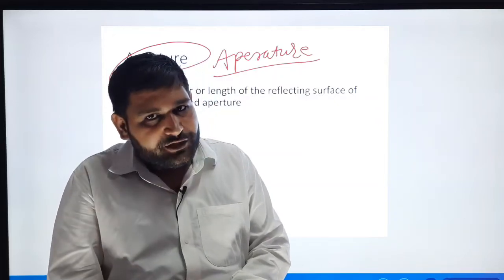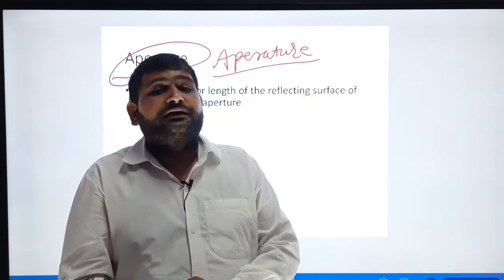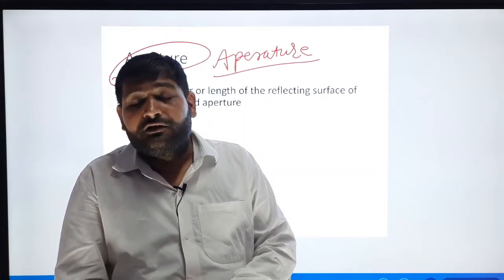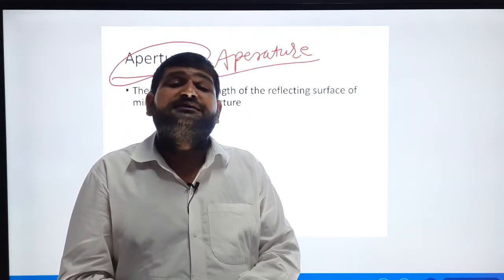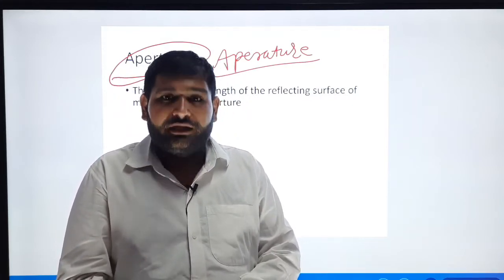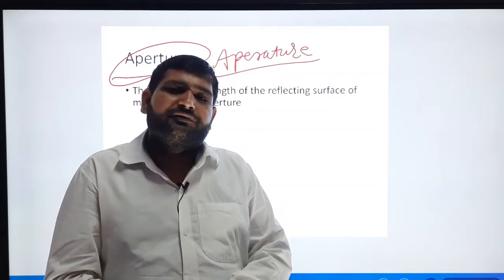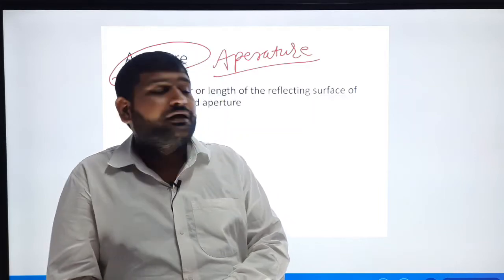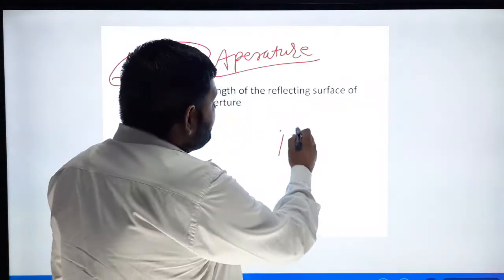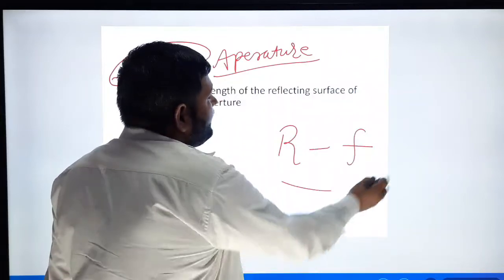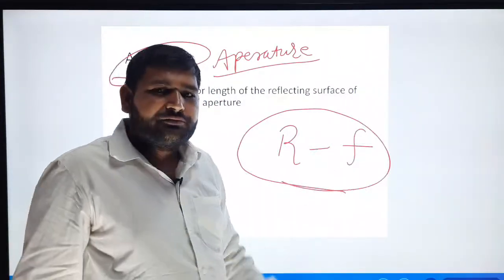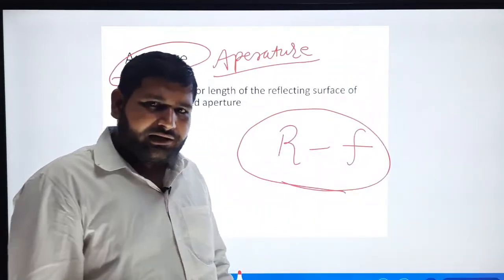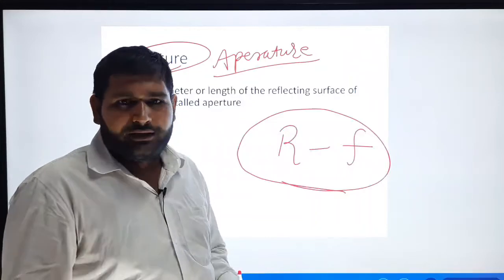In the next video we will study about the types of images. One is the real image and one is the virtual image. We will also study the sign convention. And the third topic that we will study in the next video tomorrow is the relation between the radius of curvature, capital R, and the focal length, small f. That is the relation between radius of curvature and focal length. What would be the relation that we are going to find in the next video.